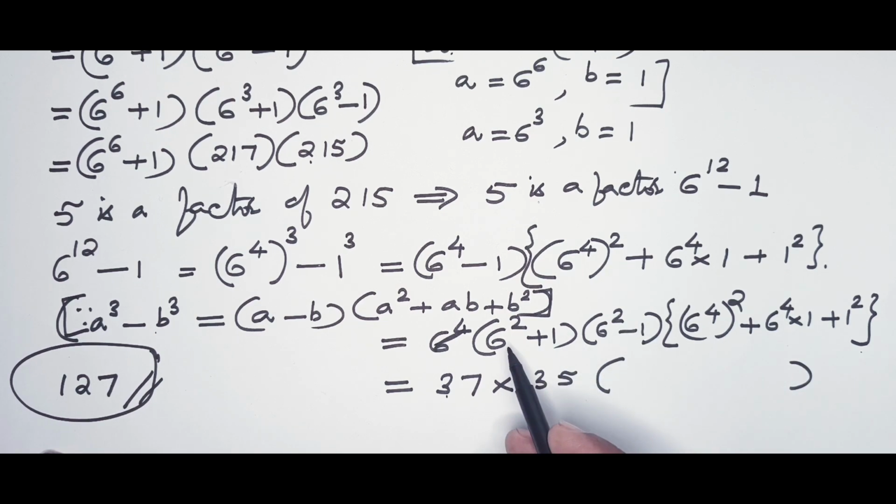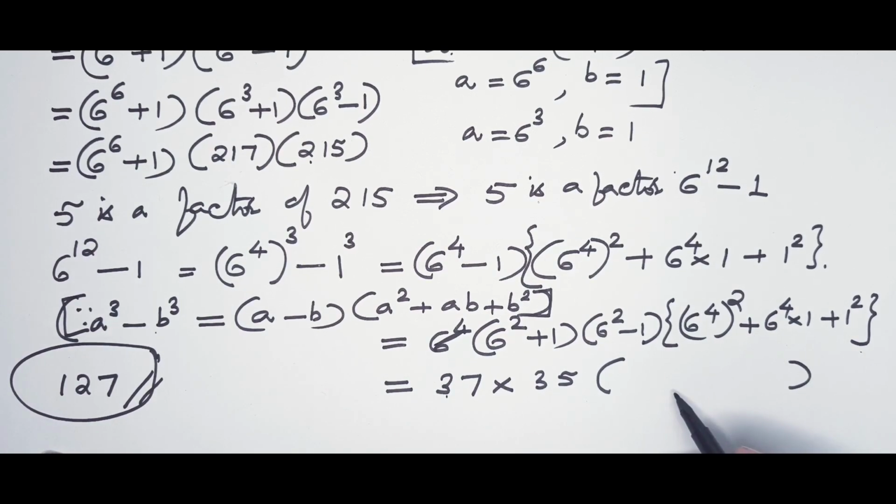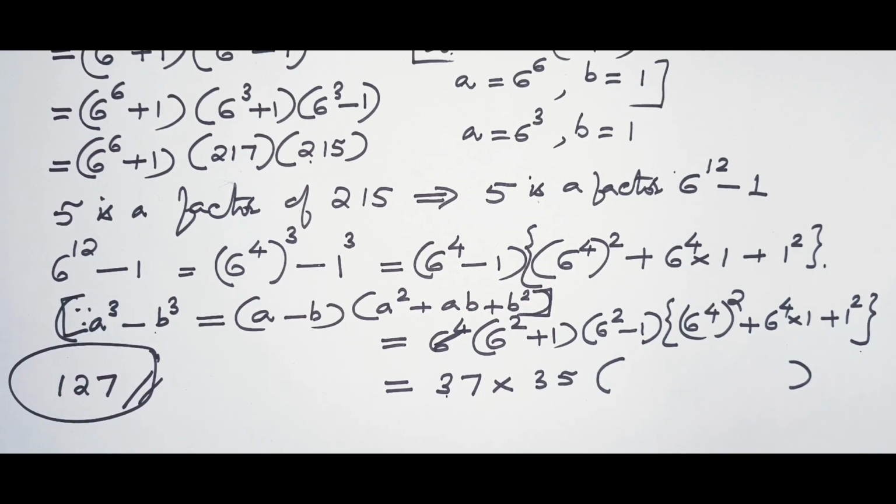And look at this: 6 squared plus 1, that is 36 plus 1, 37. And the other one, 6 squared minus 1, which is 36 minus 1, 35. And then there is this third factor, which is not going to help us in any way answer the question, so I'm not writing it. There are three factors in the expansion of this numerical expression, and one of them is 35, implying that 35 is a factor of this given expression. 35 was one of the options given to you, so that is also ruled out.